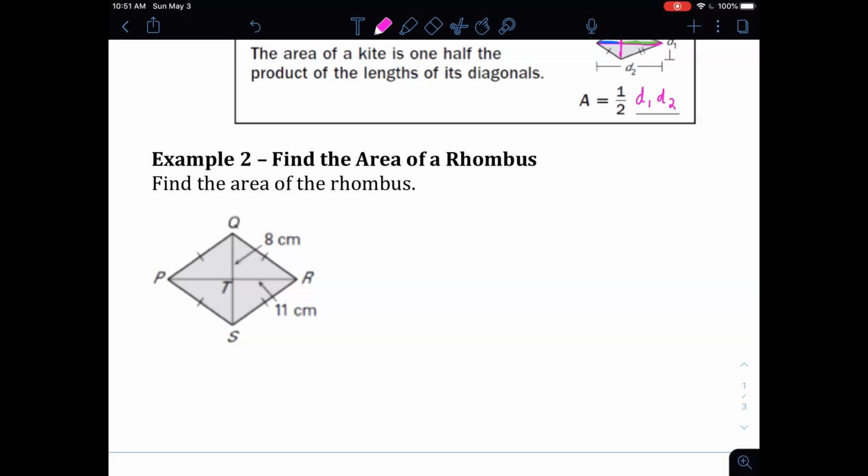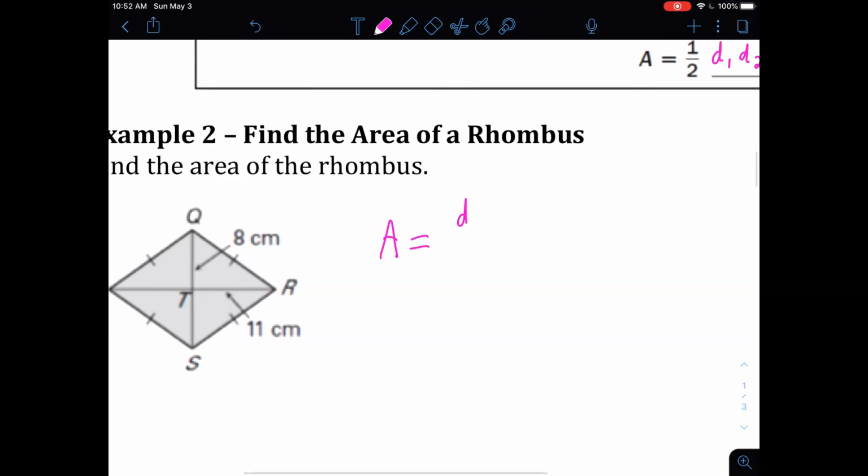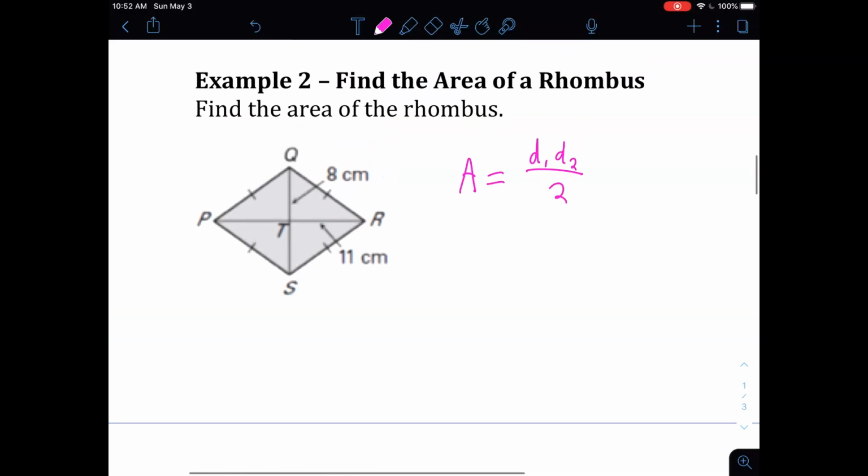So we have area of this rhombus is going to equal diagonal 1 times diagonal 2 all over 2. So we need diagonal 1 and diagonal 2. So diagonal 1 is going to equal, what do you want to use, 8 or 11? If you said 11, sorry, I decided that we're going to use 8, but it doesn't really matter. Diagonal 1 and diagonal 2 are interchangeable, which means diagonal 2 is going to be 11.